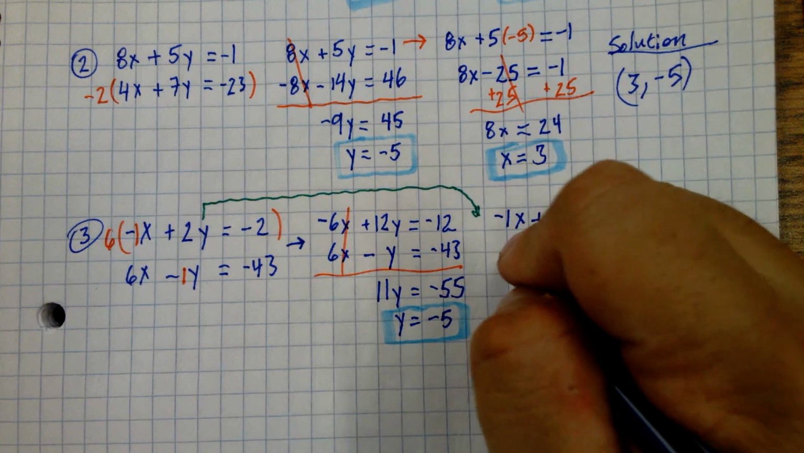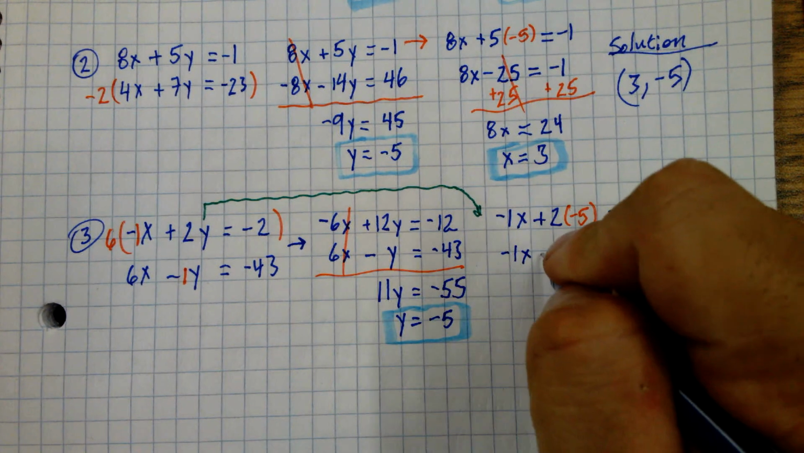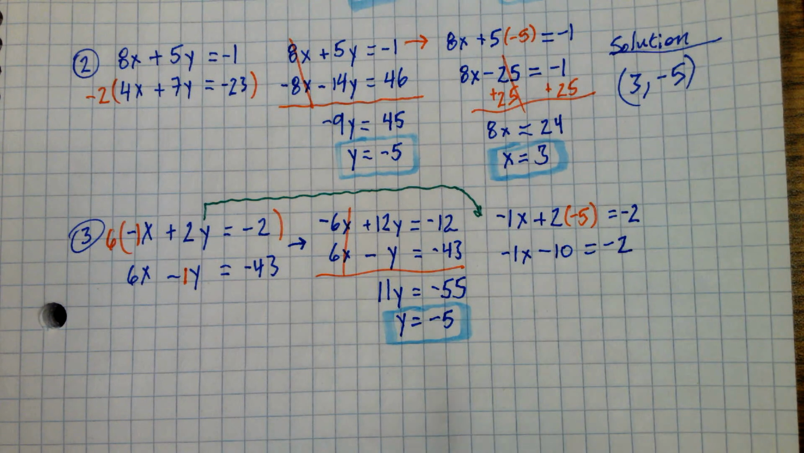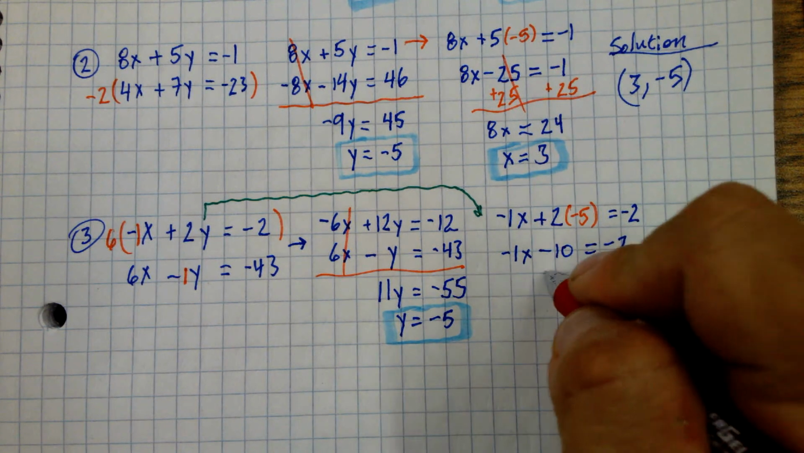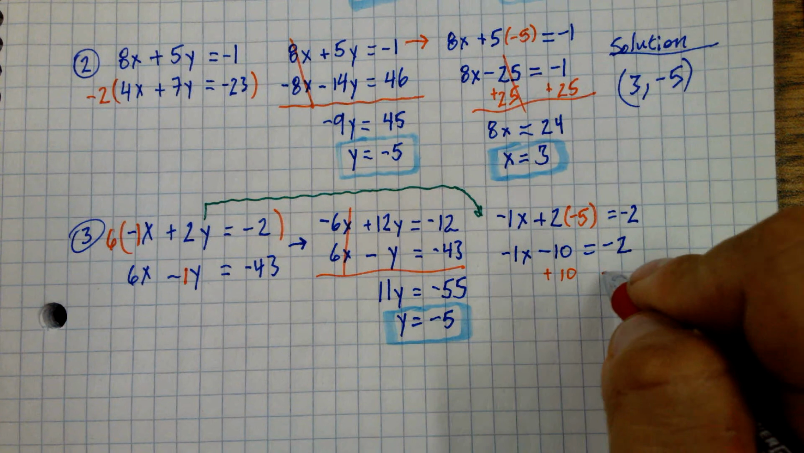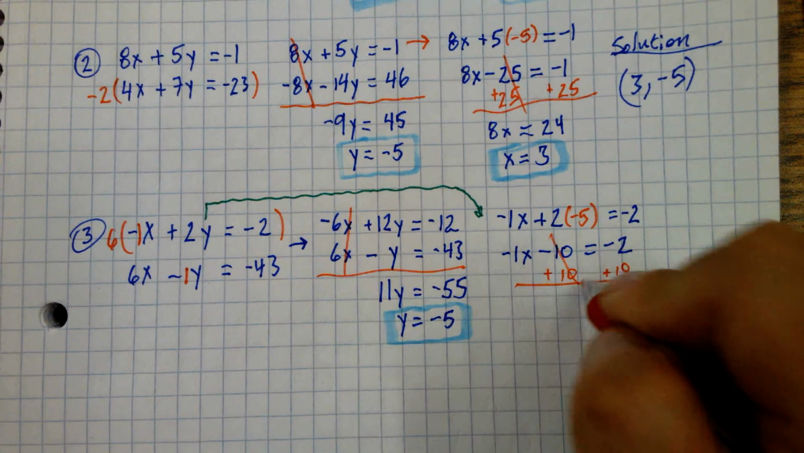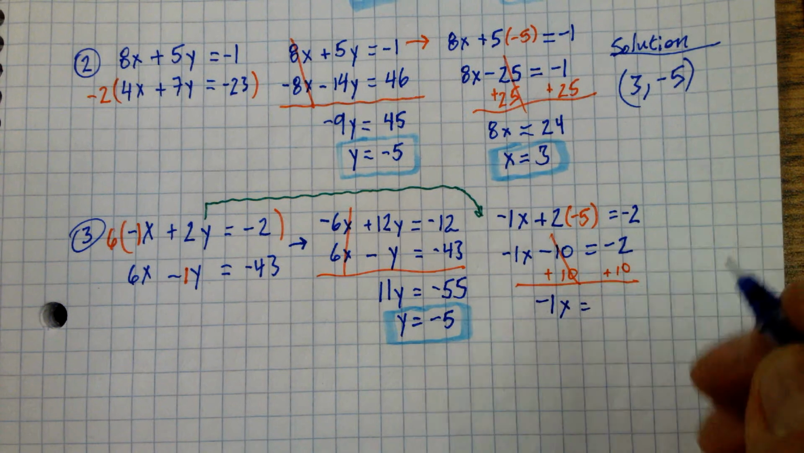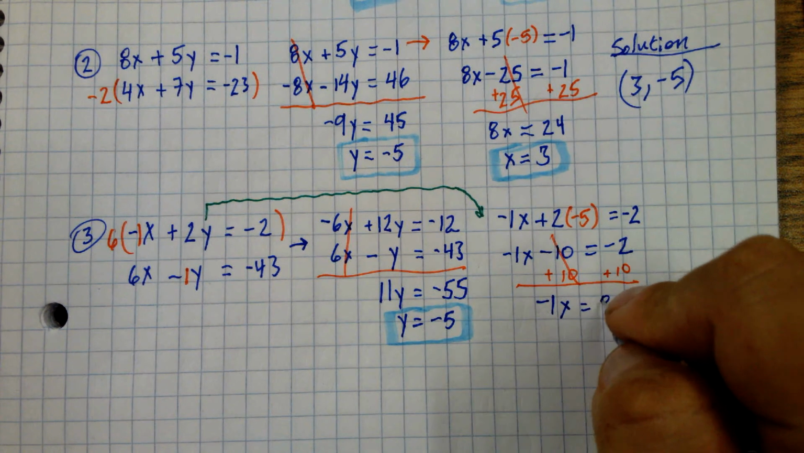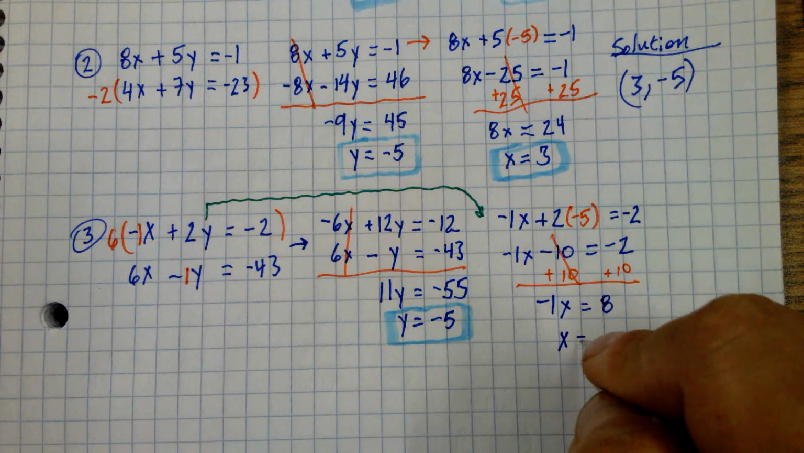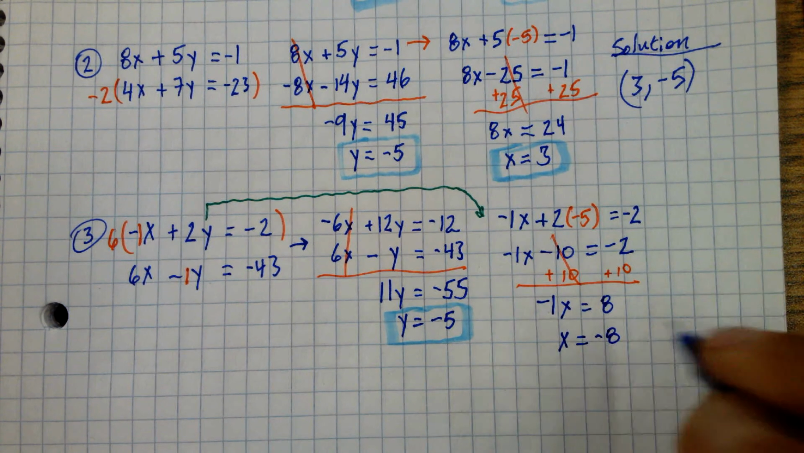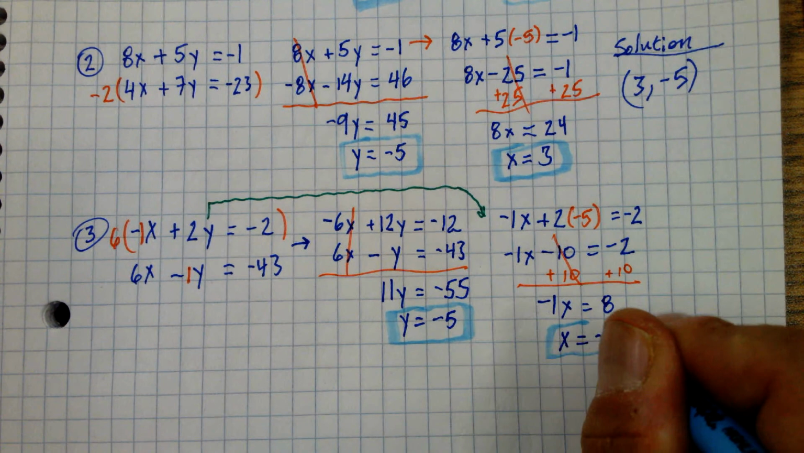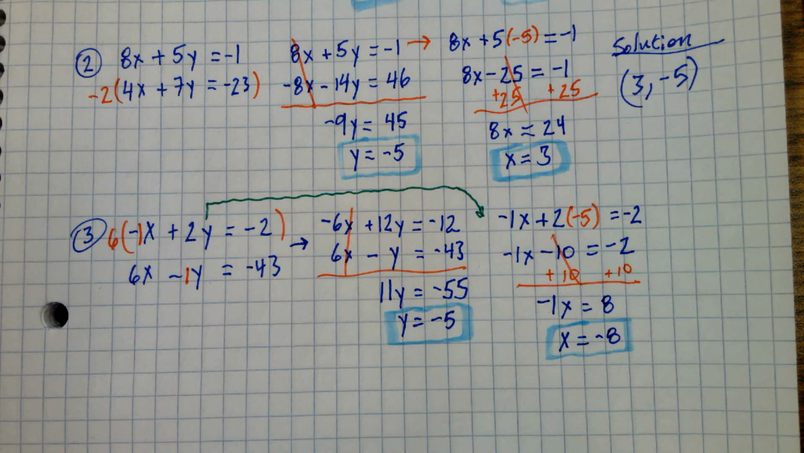And let's simplify that. Negative 1x minus 10 equals negative 2. We'll add 10 to both sides. And we get negative 1x equals 8. So what's x going to be? Negative 8. So now we know it's negative 8, negative 5 for our solution.